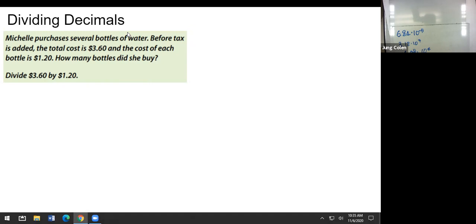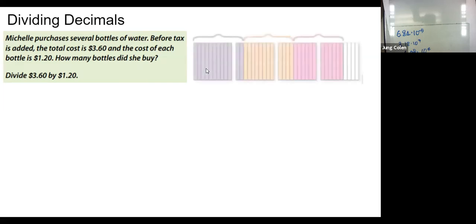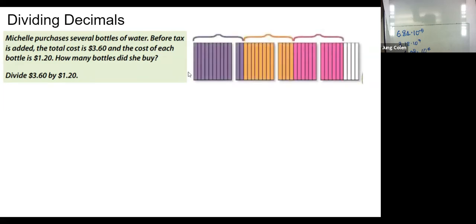She paid $3.60, and each one cost $1.20. She needs to find out how many bottles she bought. You divide. You're going to divide the total cost by the cost of each bottle, right, and find out how many bottles. If you use the model, can we do it this way?